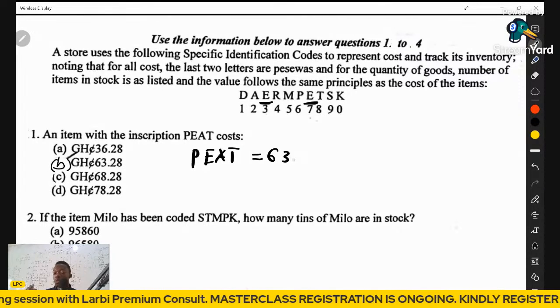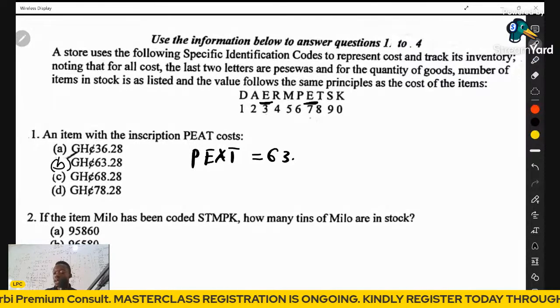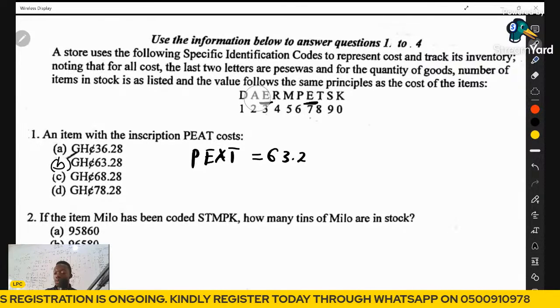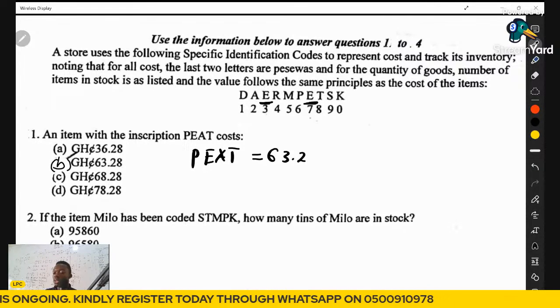So since the last two represent pesos, we say point. And then we go for A, which is what? 2. Okay, A is 2 here. And then we know T is what? 8. So you're going to get what?